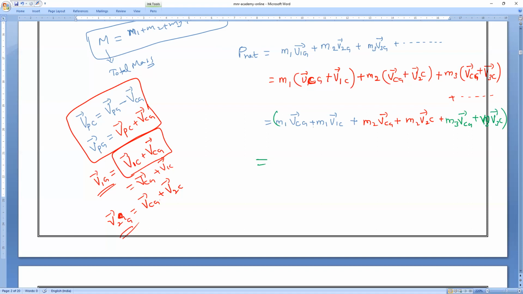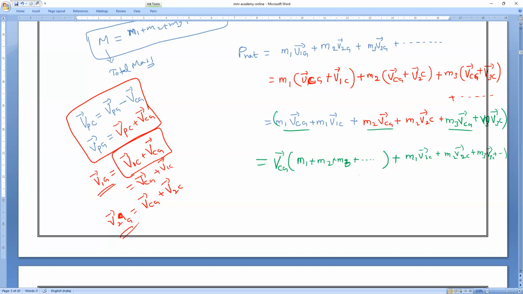Now everywhere something is common, you can take it outside. That is the velocity of the center of mass with respect to ground. From this one and this one, I can take the velocity of the center of mass with respect to ground separately, and the remaining I will write as M1 plus M2 plus M3 and so on. Plus the remaining: M1 V1C plus M2 V2C plus M3 V3C, and so on. Is it okay, guys? Yes or no?